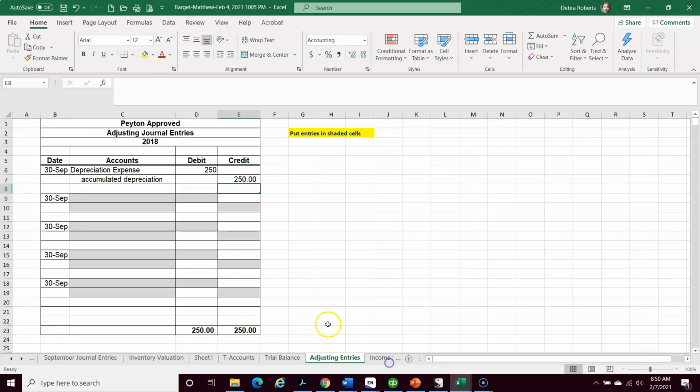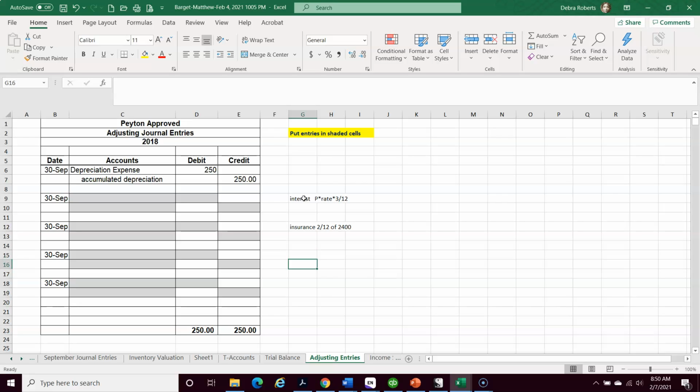But I will say for your adjustments, when you're creating your adjustments for your interest, you want to record the principal multiplied times the rate multiplied times 3/12. For your insurance, all you want to do is take 2/12 of the $2,400. That's going to be your expense.